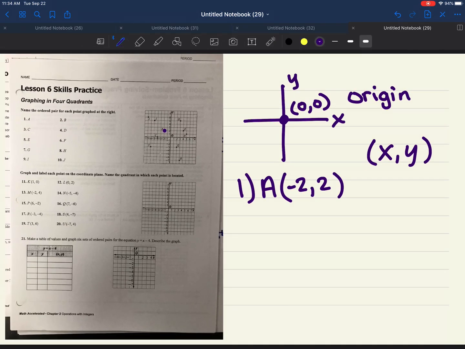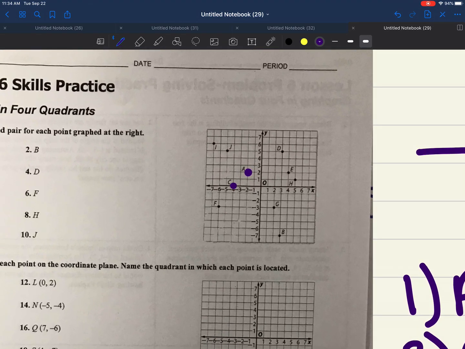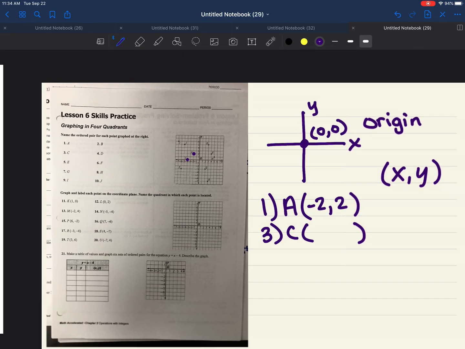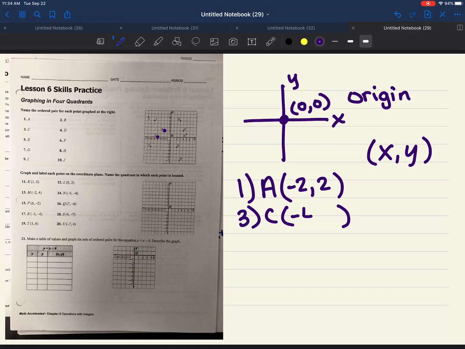Okay. All right. Somebody else, we're going to do number 3, point C. Katie. -4, 0. Very good. Point C. Does everyone see that? You go left 4, so it's -4. Why would I put 0? Because it stays on the axis, which means the y value doesn't move, so that y value would be 0. Okay? All right.